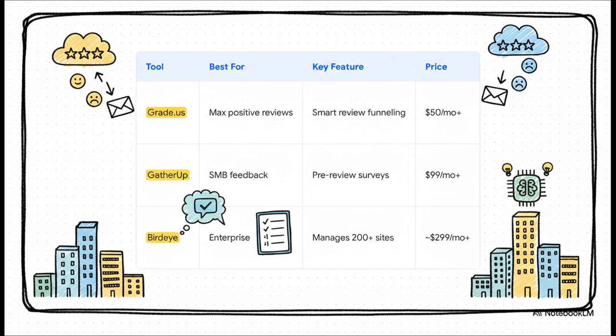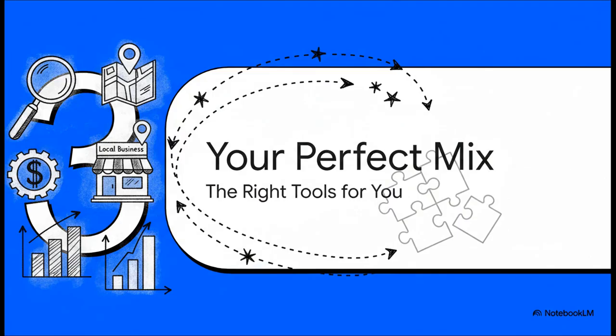It funnels your happy customers towards public review sites like Google, but it directs any unhappy ones to a private feedback form first. GatherUp is great because it includes customer surveys, so you can catch issues early. And then you have Birdeye, which is a powerhouse for large-scale operations, and even uses AI to suggest how you should respond to reviews. Okay, I know, that is a lot of tools.